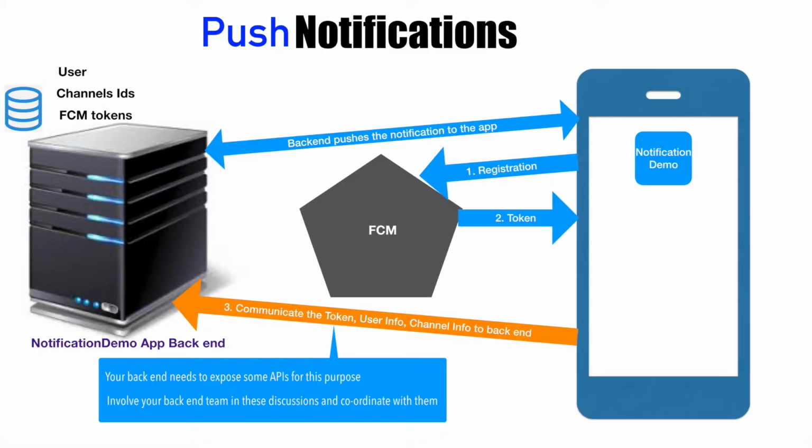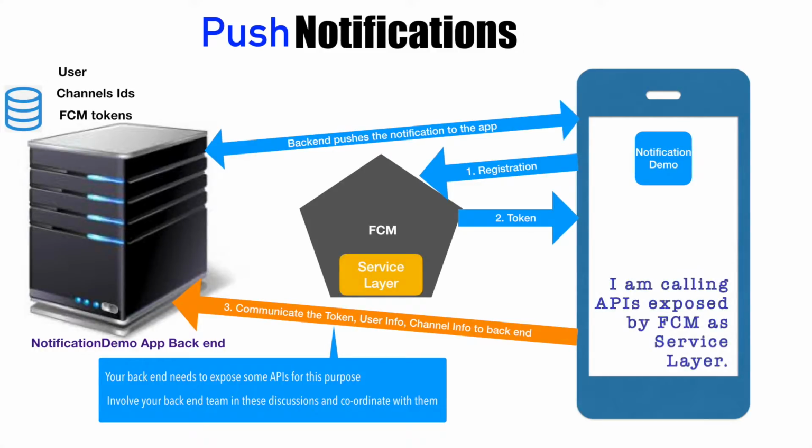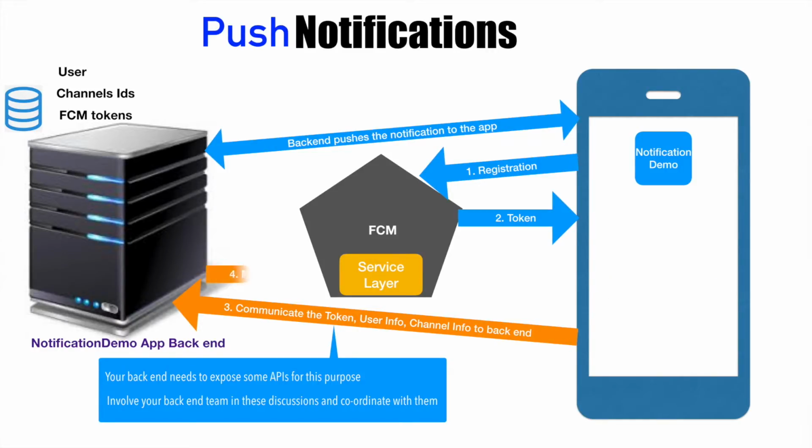Well, how to do that? For that, Firebase has got a service layer. So you will have to trigger the REST API from your backend to this particular service layer in the FCM, and FCM will in turn trigger the push notification to the mobile app. So that would complete the circle of triggering the push notification to the mobile device from the backend via FCM.